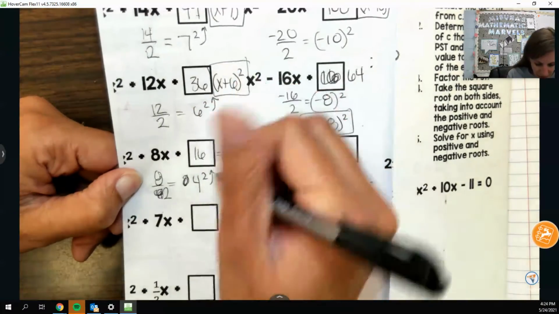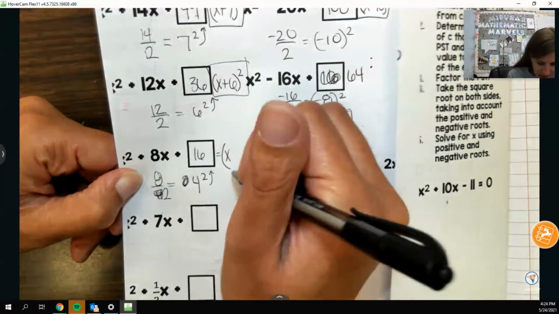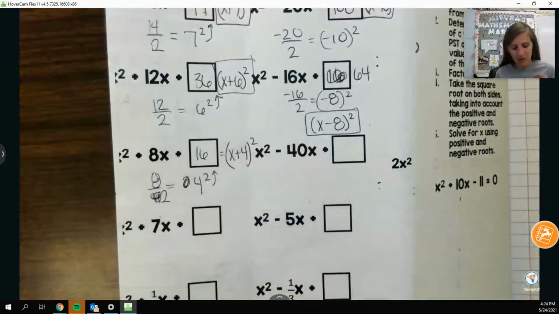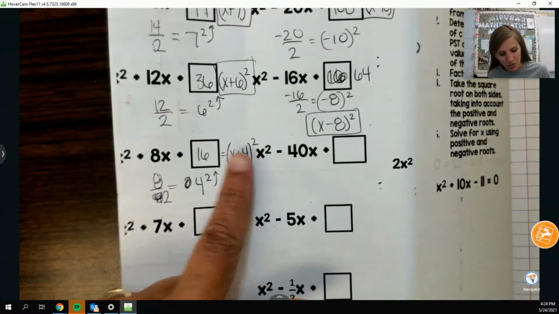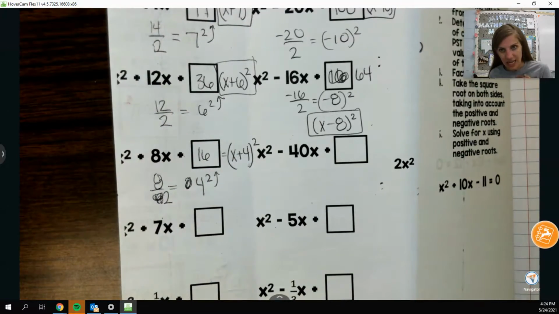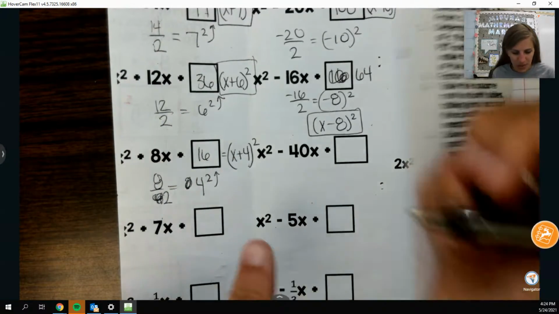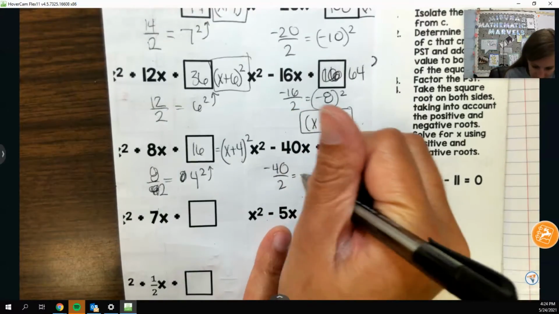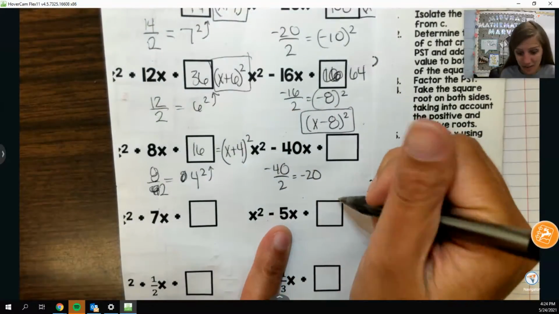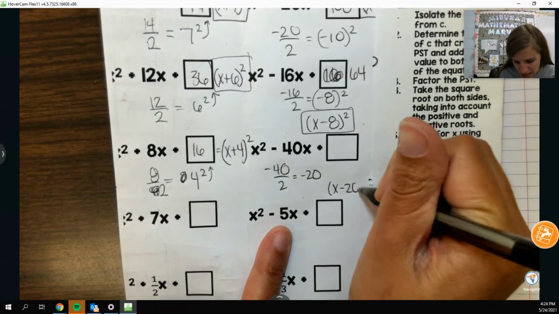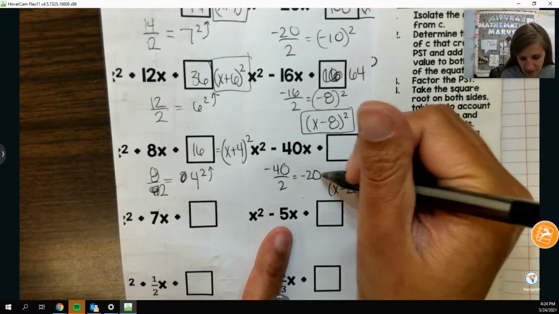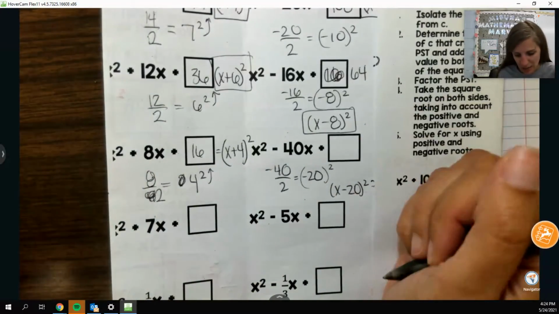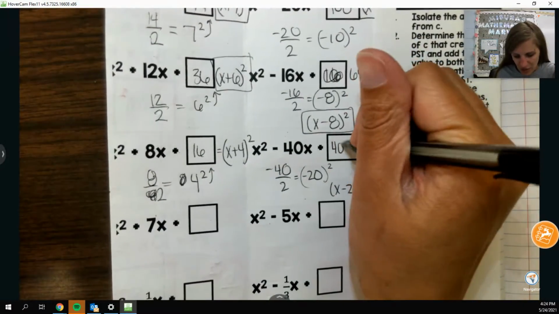Now when I write it in factored form, that number that I just found is my magic number, and so we have x plus 4 squared when we write it in factored form, because again, I have 2 4s for 8 and 4 squared for 16. Or this one here, if I take half the middle number, so negative 20, I already know in factored form it'll be x minus 20 squared, but I also have to find that c value. And 20 squared or negative 20 squared, doesn't matter, either way it'll be positive, is 400.